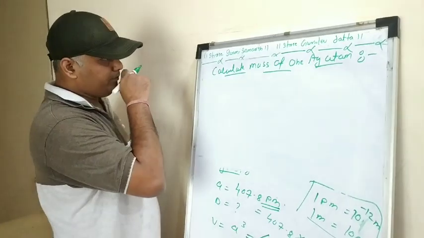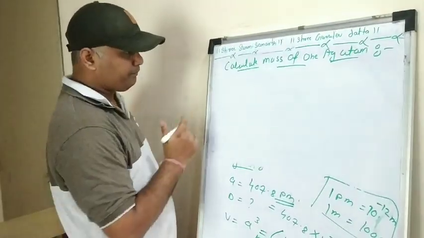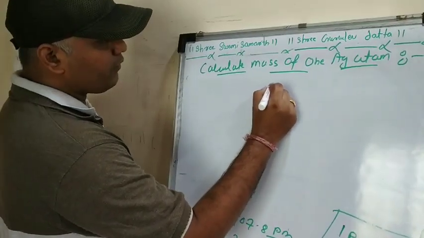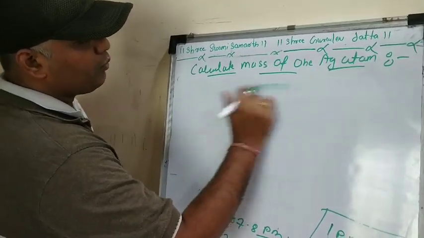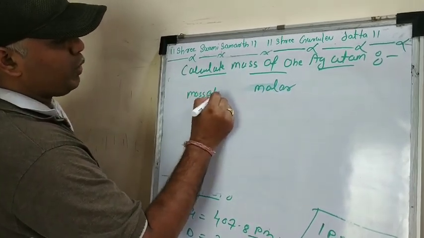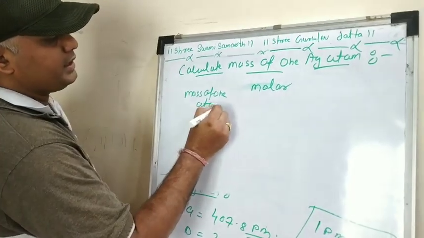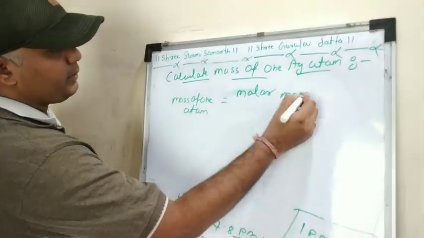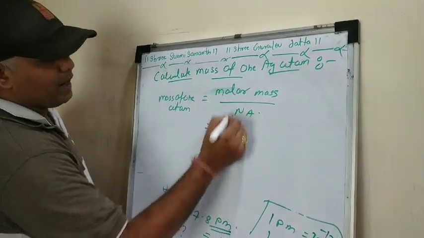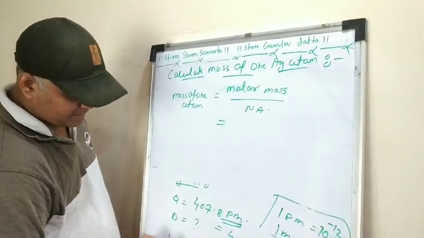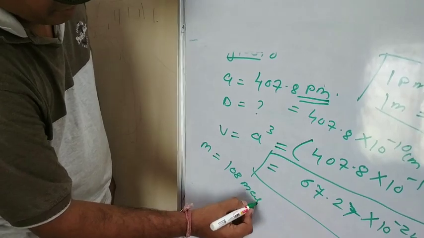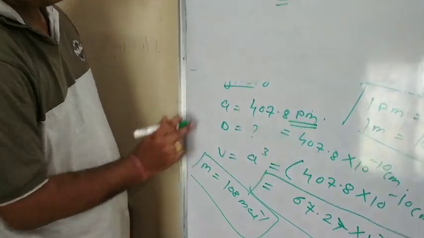So in this case, the mass of 1 Ag atom we can calculate by using a formula: molar mass of one atom is equal to molar mass divided by Avogadro's number, right? So molar mass is already given. What is the molar mass? Yes, it is given in the problem, molar mass, that is 108 per mole. We have seen in the problem. So this is also in the given.